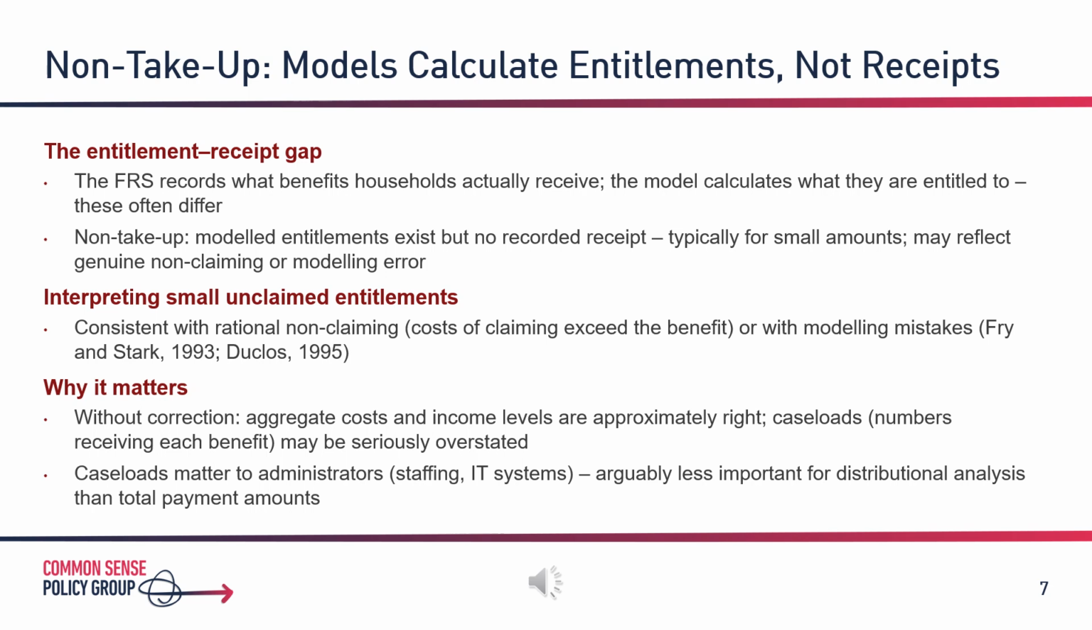The practical consequence for this lecture's model is limited. Because non-take-up is concentrated in small entitlements, the aggregate cost estimates and the income level estimates are approximately right. What the uncorrected model will overstate is caseloads, the raw number of people receiving each benefit. Caseloads matter enormously for public administration.